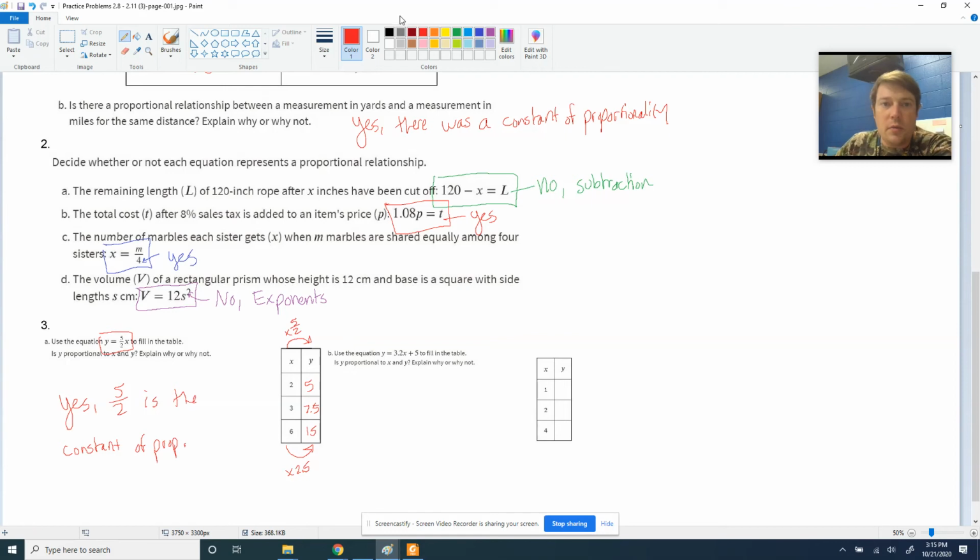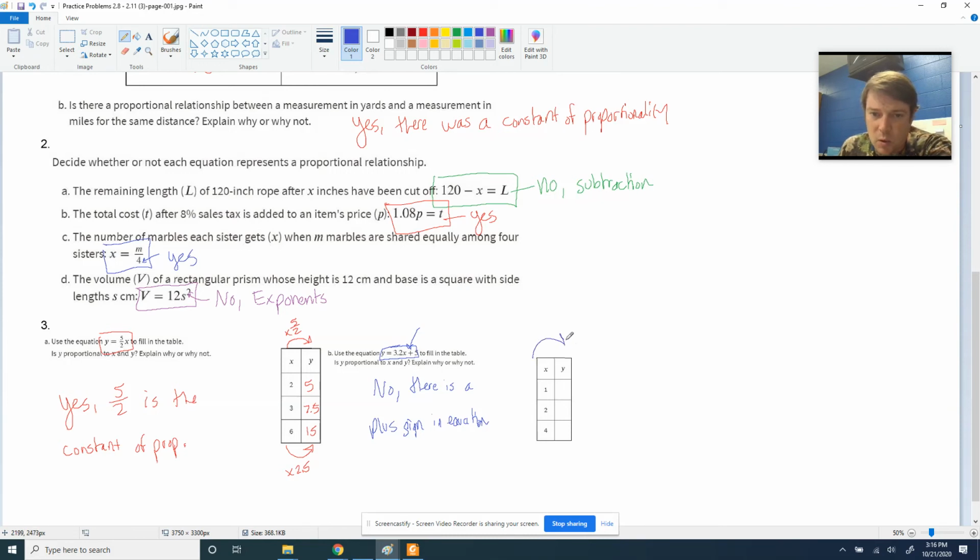Let's go and look at the other set, which has an equation right here that has a plus sign in it. I'm going to go ahead and say no. There is a plus sign in the equation. That's how I know this is not proportional. That's a big no-no. But doesn't mean we can't fill out the table.